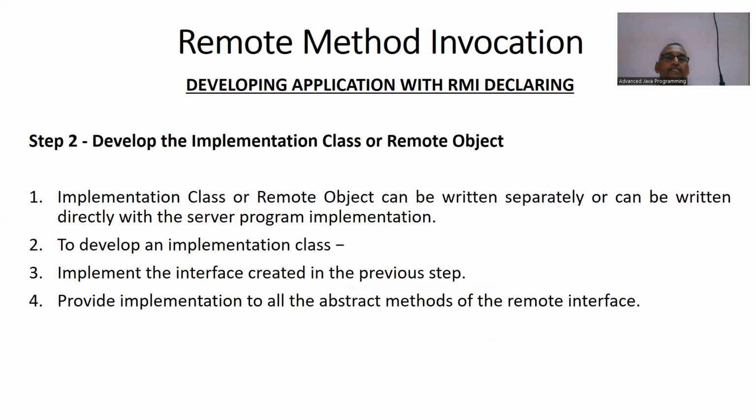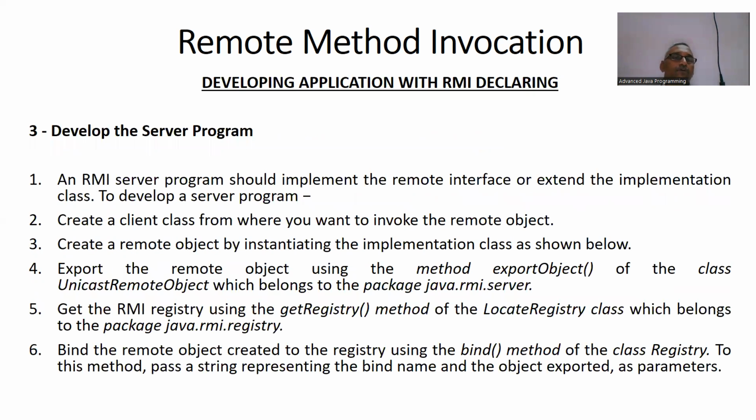developing the implementation class or remote object. The implementation class or remote object can be written separately or can be written directly with the server program implementation. To develop an implementation class, implement the interface created in the previous step. Provide implementation to all the abstract methods of the remote interface. Next, third one, develop the server program.